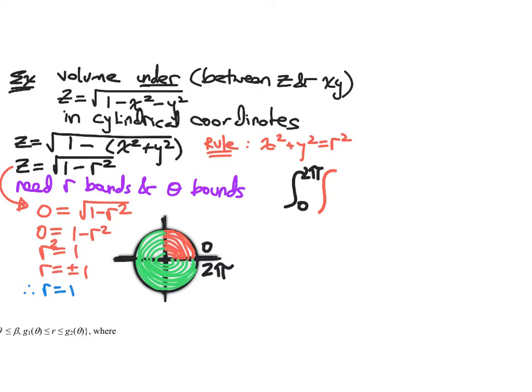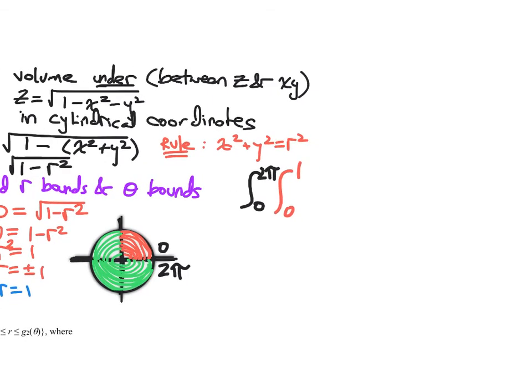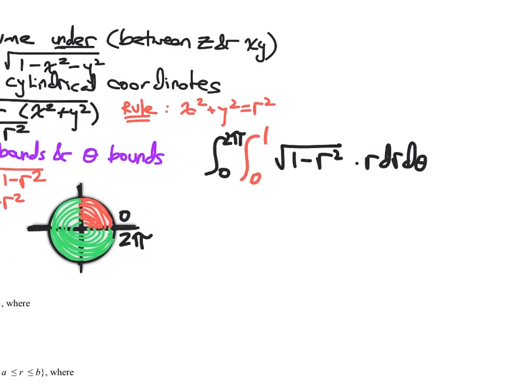So here, my r values are just going from 0 to 1. And I just want to make sure that I'm living underneath the function, the square root of 1 minus r squared, times r dr d theta. So this is a much, much simpler expression to work with, all right? I'll clean it up a little bit.